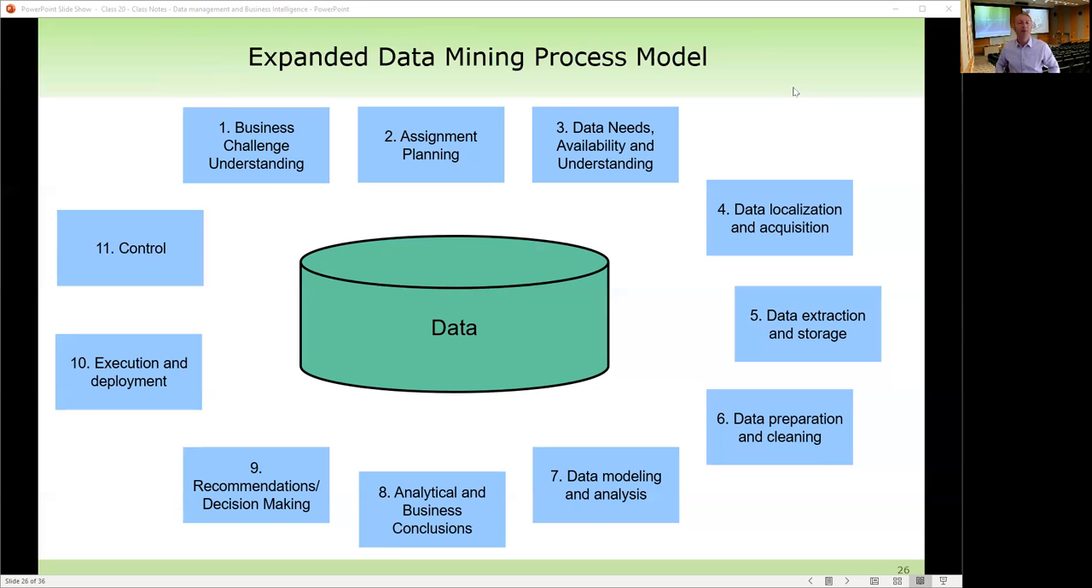So that is, again, a similar data mining model. It's just a little more expanded. And I normally think this gives a little better granular picture of the normal types of steps when we use data mining to improve decision-making or to manage a business.